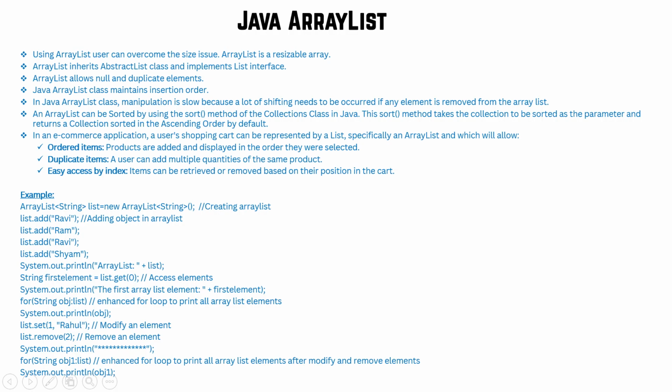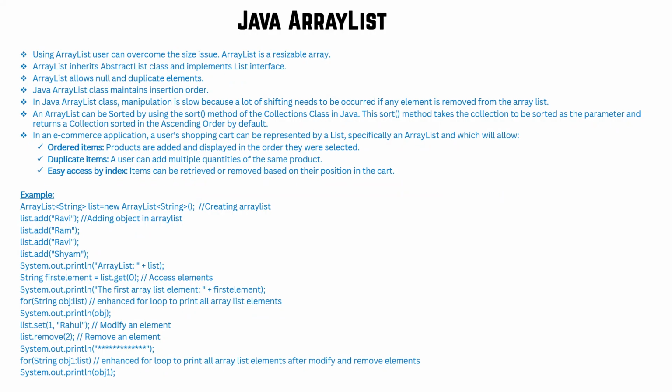Using not only array list, using the collections, user can overcome the size of the array issue, right? Using array list, user can overcome the size issue. Array list is a resizable array. Array list inherits abstract list class and implements list interface. Array list allows null and duplicate elements. Java array list class maintains insertion order.